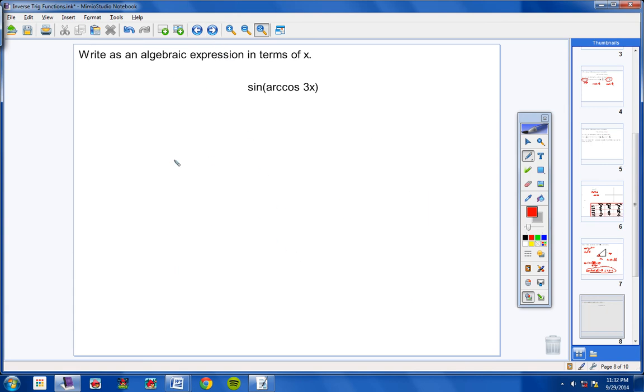Let's write this as an algebra expression in terms of x. So we're going to write this as an algebra expression in terms of x. Now, first of all, let's start inside the parentheses. Now watch this carefully. Arc cosine of 3x. Well, that means cosine of theta equals 3x. Now, let's think about this for a second. Let's go ahead and get a picture of it. Cosine of theta equals 3x.